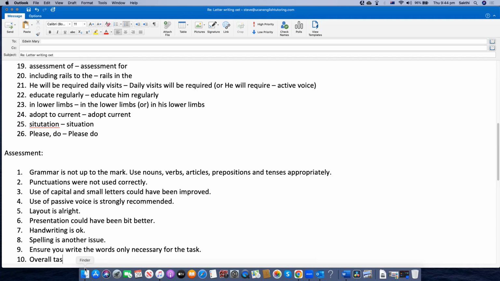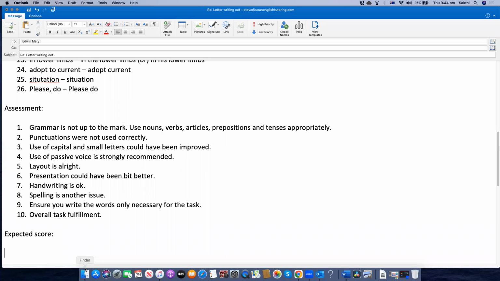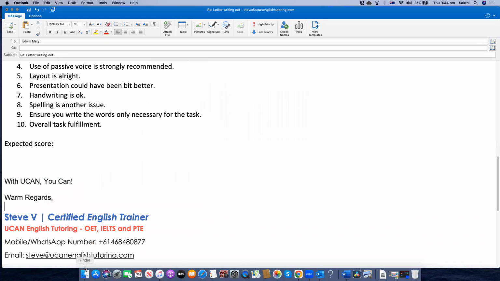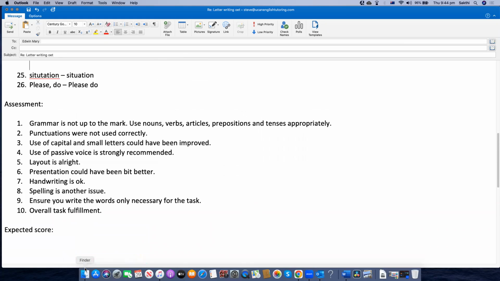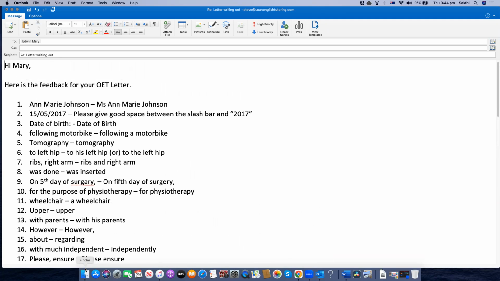So overall task fulfillment is okay. It's not that bad. I'm quite happy with that. But unfortunately, I'm not quite comfortable to give you the score that you are aiming at. Okay, so let's go through the assessment fully and see mistakes and their impact, and then I'm going to give the assessment score. Okay, let's see.